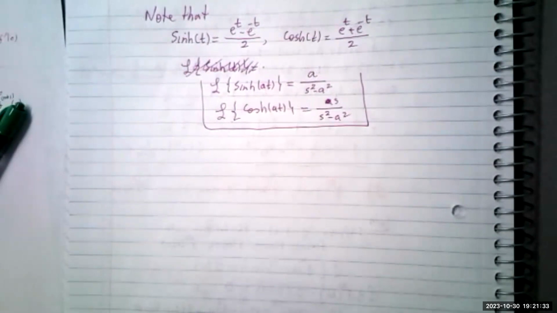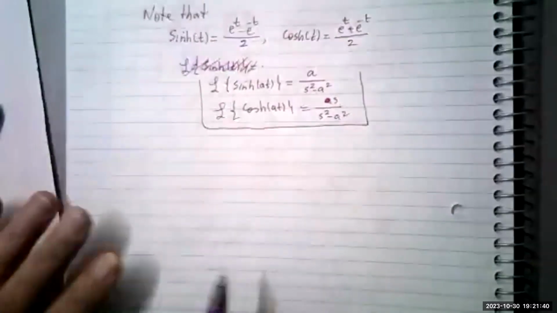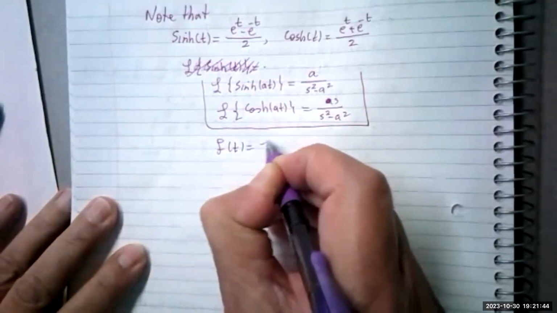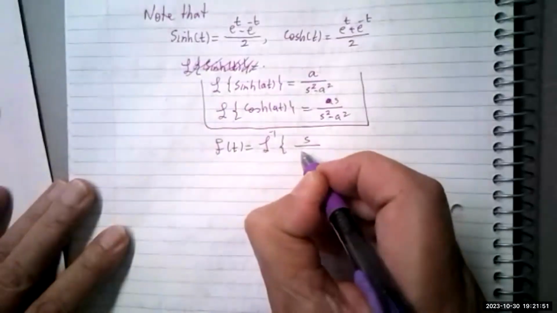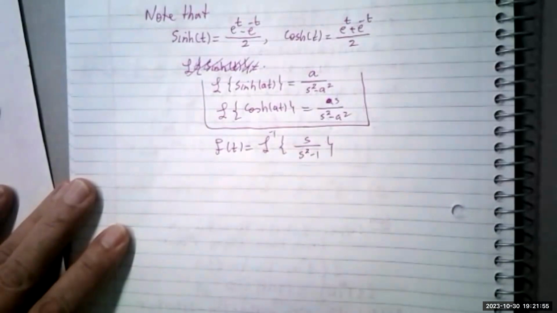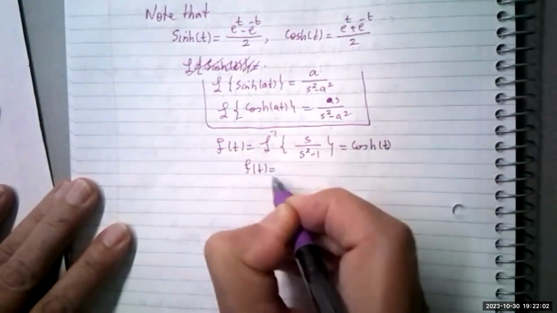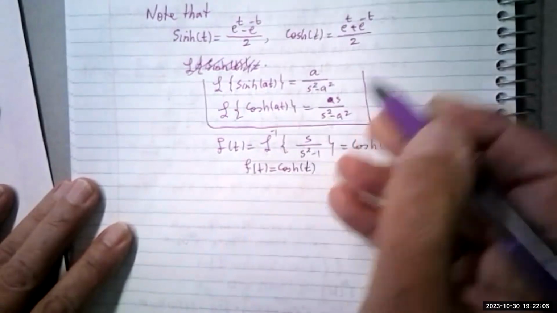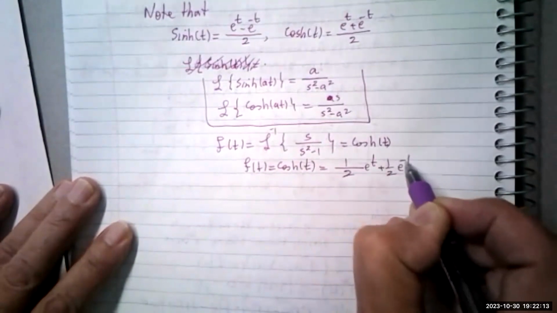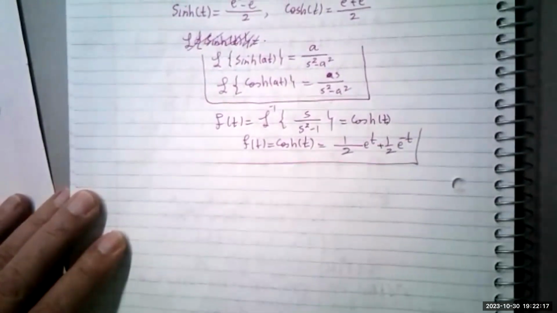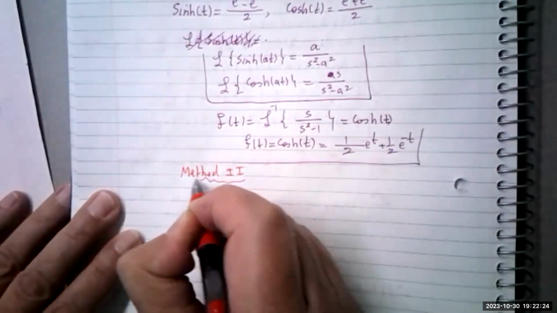Otherwise, I'll do both methods for you. So in this case, f of t was the Laplace inverse of s over s squared minus 1. s over s squared plus 1 would be cosine t, but this one would be cosine hyper. So this is going to be the solution of your equation. And in your language, this is going to be 1/2 of e to the t plus 1/2 of e to the negative t. Okay, if you miss it, method 2, but you better memorize this one; it will be useful for you.